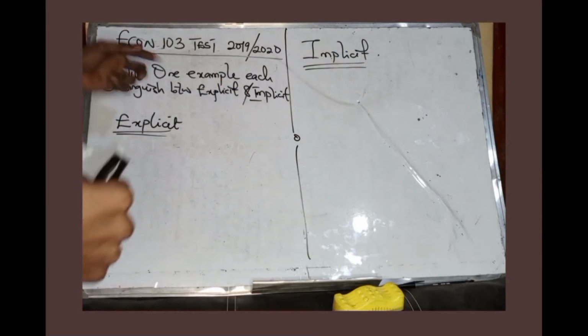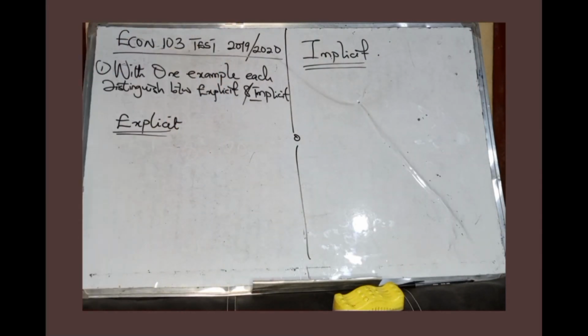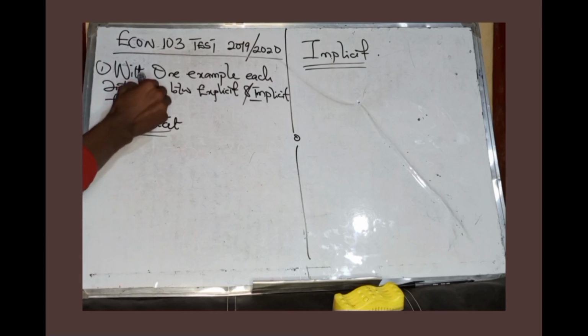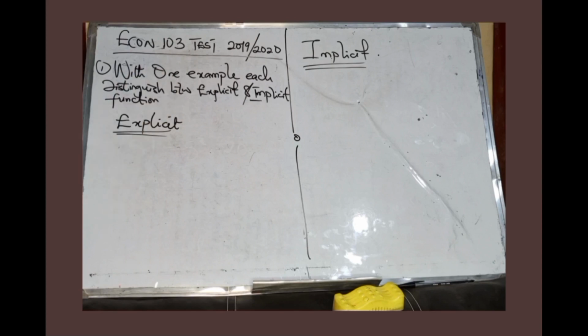All right. So the first question says, with one example each, distinguish between explicit and implicit function. So here we'll be demonstrating the explicit function. From the word explicit, it means something that is very clear and well stated, without any complication or mix-up. So for explicit, it is being written separately.